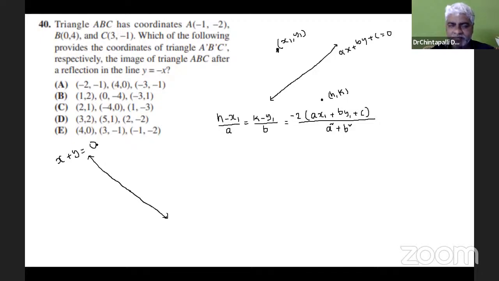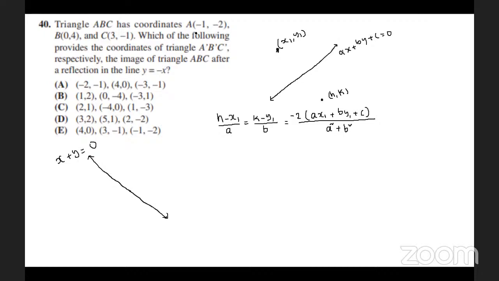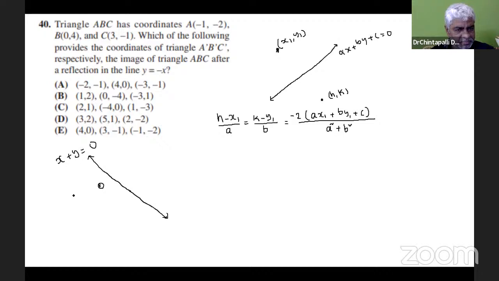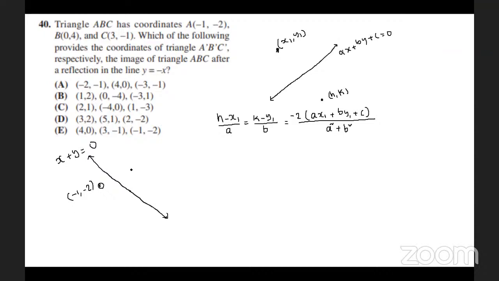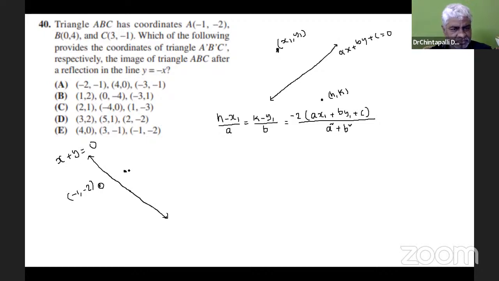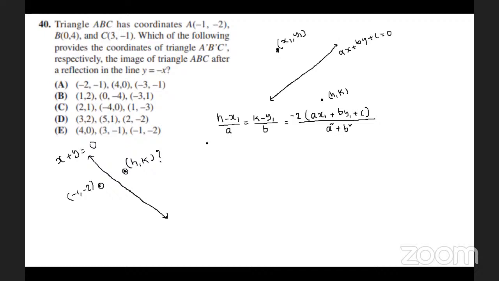Got it? Yes, sir. Now take, for example, one point. Let us take one point. That point is -1, -2. We are trying to find the image of this point with respect to this line, right? Yes, sir. For example, let us think this is the image h, k. We are finding this point, right?